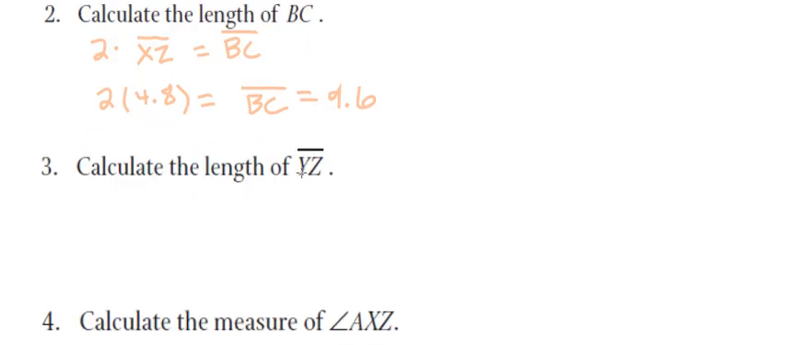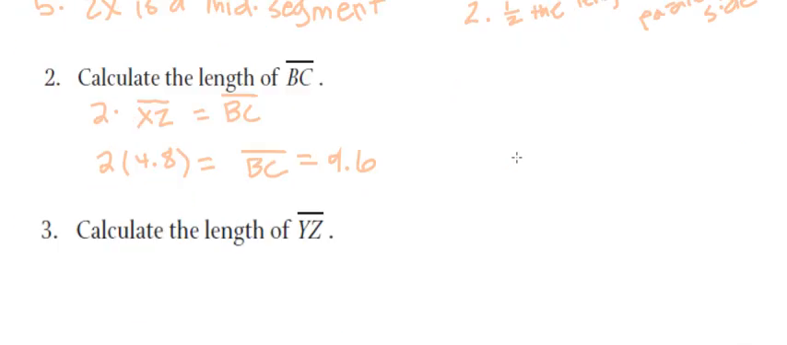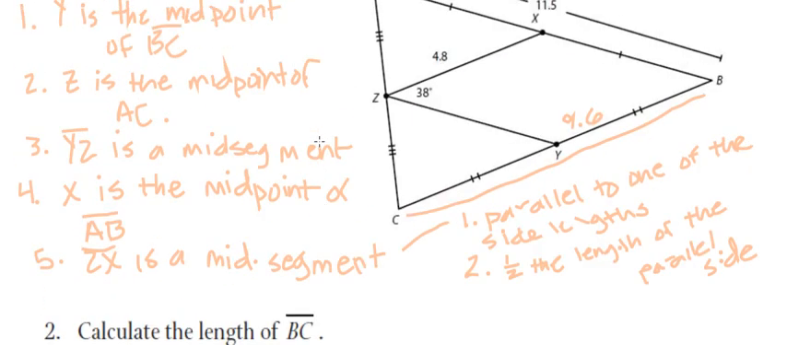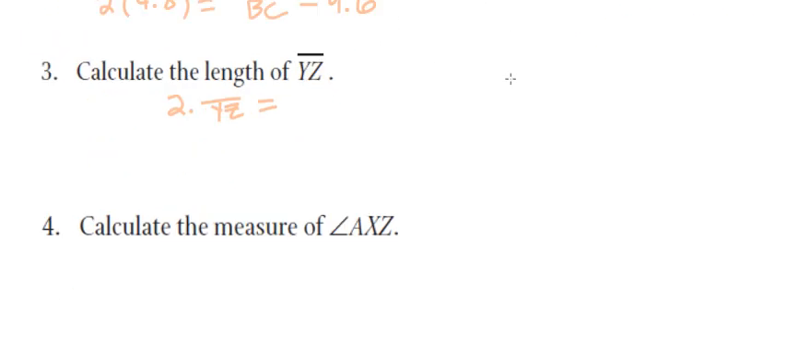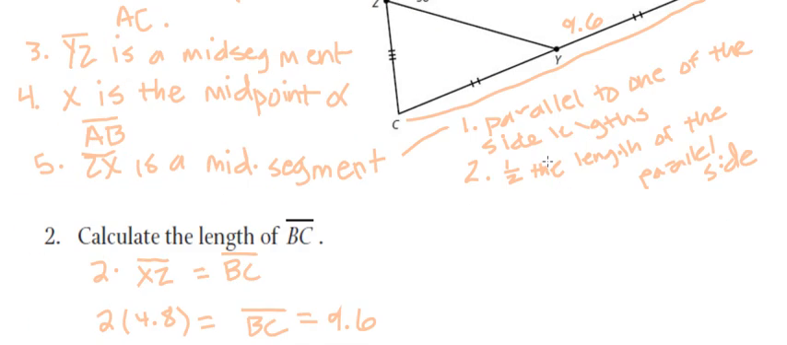Now it wants us to calculate the length of YZ. So YZ is a mid-segment. It goes from midpoint here to midpoint here. So I'm going to locate its parallel. Well, there it is, its parallel. I know that the outside side length is twice the length of YZ. So again, I know that 2 times YZ is equal to, I'm sorry, 2 times AB. No, I'm sorry, I'm doing it right. 2 times YZ is going to be equal to AB.